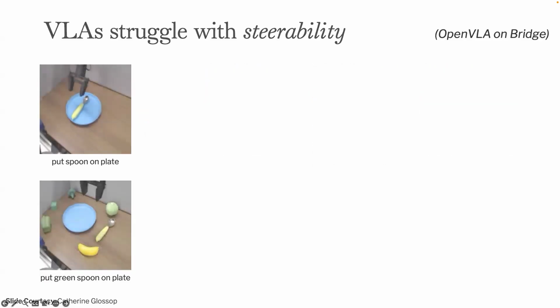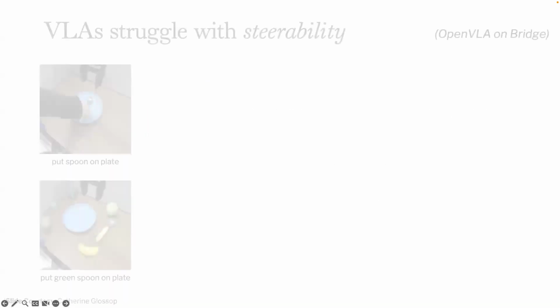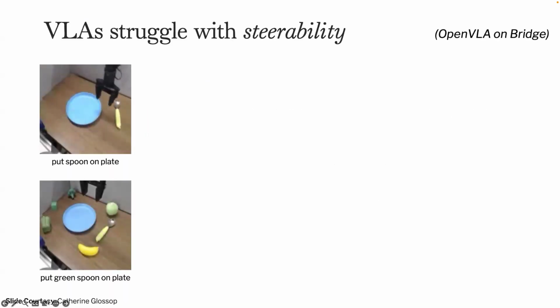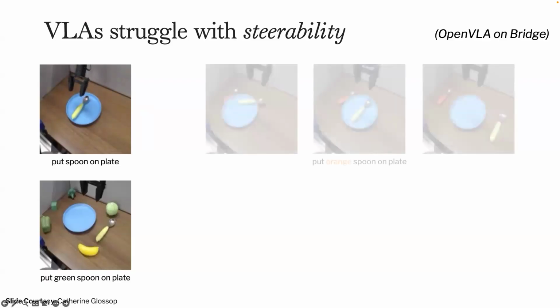Did the video play? Okay. Let me try again. Yeah, so on the top left, you have the scene where you ask the robot to put a spoon on a plate, and the robot does this. This is OpenVLA out of the box. It's really good at understanding what a spoon is and what a plate is, and it can pick up a spoon and put it on a plate.